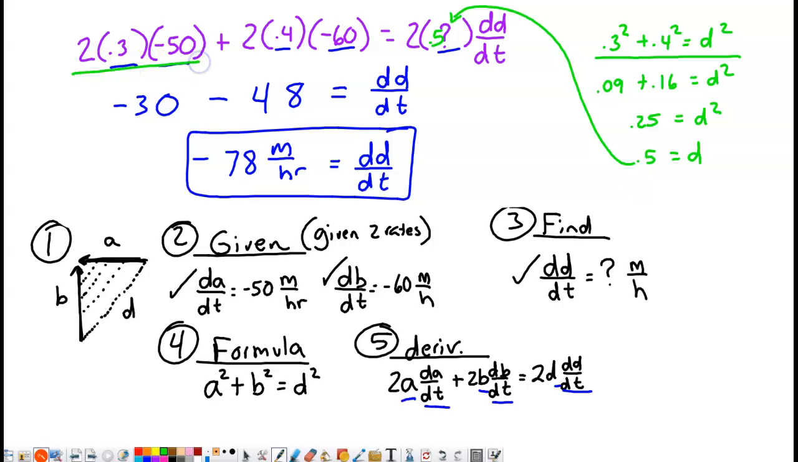Multiplying all this together, you get negative 30. Multiplying all this together, you get negative 48. Multiplying this, you get 1, so you can just get rid of it. And then negative 30 and negative 48 makes negative 78, and that would be in miles per hour. So the rate of change of the distance between the two cars would be negative 78 miles per hour.